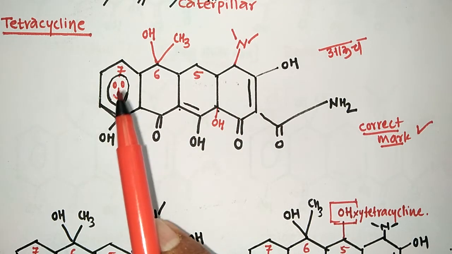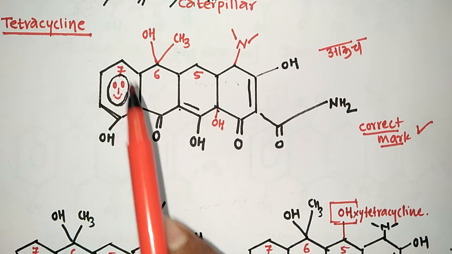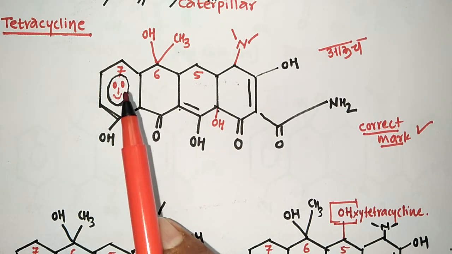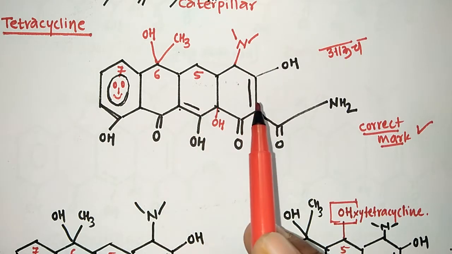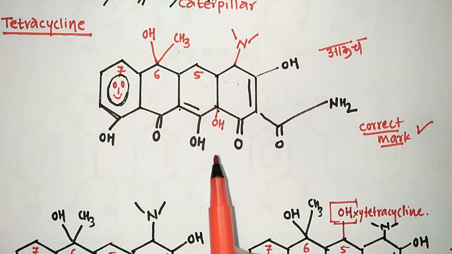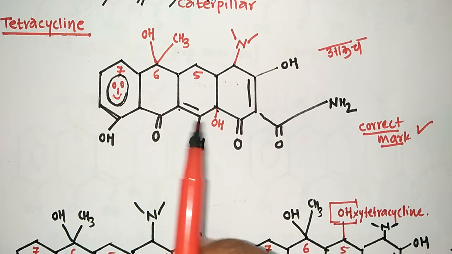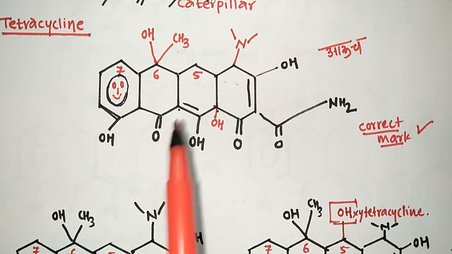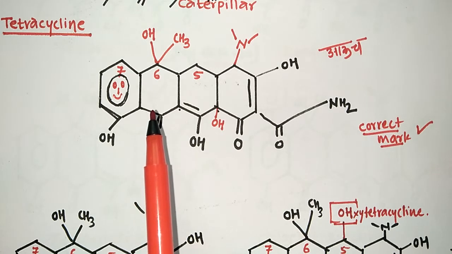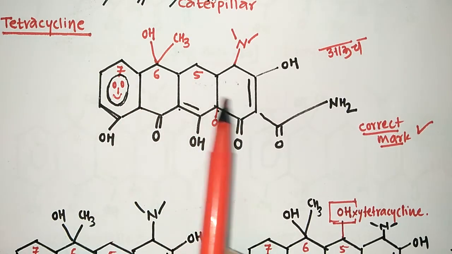Here this ring is fully double bonded, so we have to draw the circle inside this ring, and here is a double bond and here is a double bond. Okay, so this is the tetracycline. I hope you all are now able to draw this structure in a very easy way. So just once again I have to repeat this. This is the caterpillar containing the four rings.